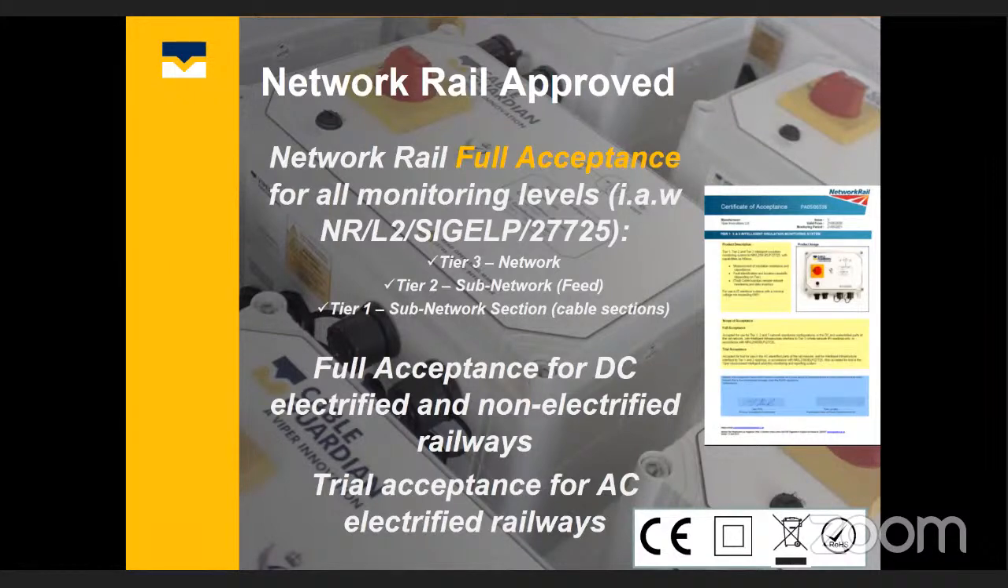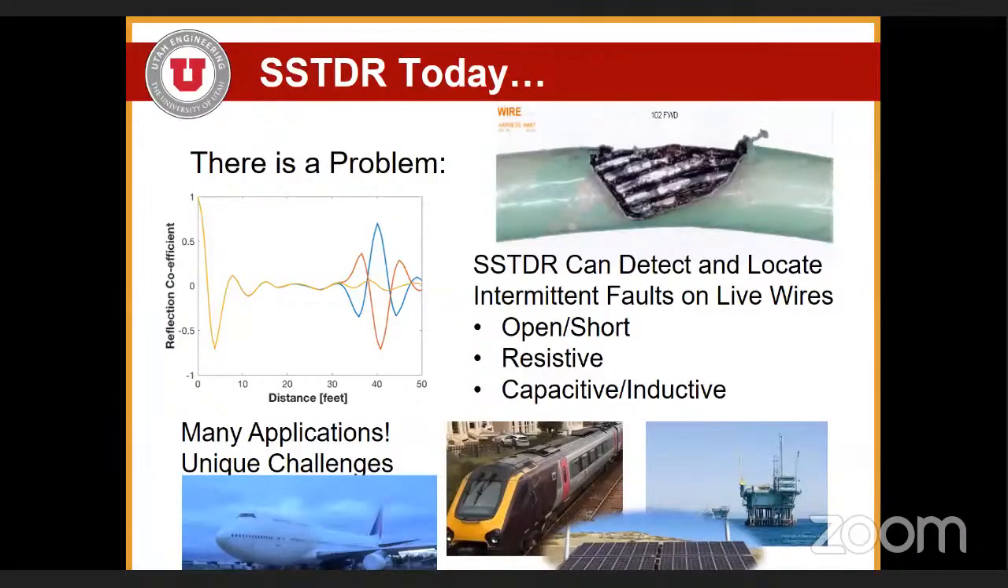So SSTDR today, there is a problem. And these problems happen in virtually all types of electrical systems. There are many applications. We have barely scratched the surface of the applications where this can be used. I've shown you how we've used this to detect opens and shorts, such as faults and short circuits, and also resistive things such as corrosion. It can also be used to find capacitive and inductive faults, such as show up in photovoltaic plants. So there are many applications for this particular model. So this is where we've gone.